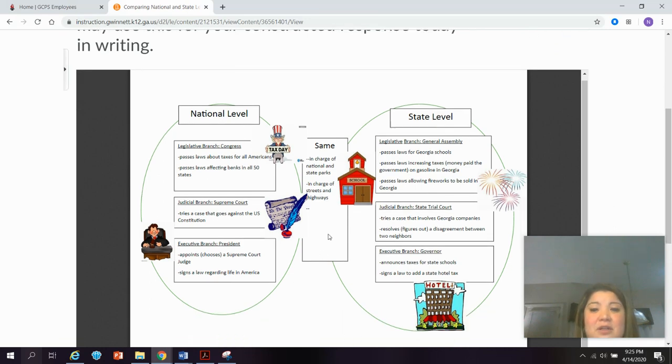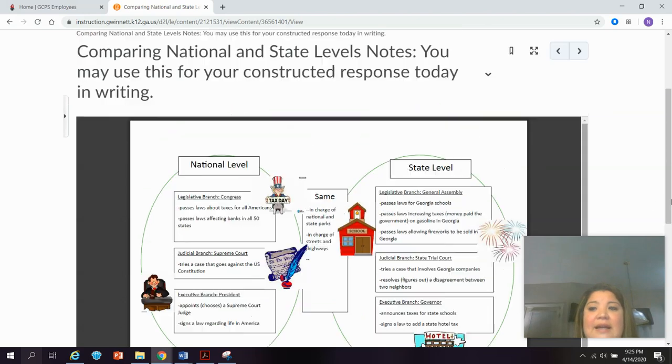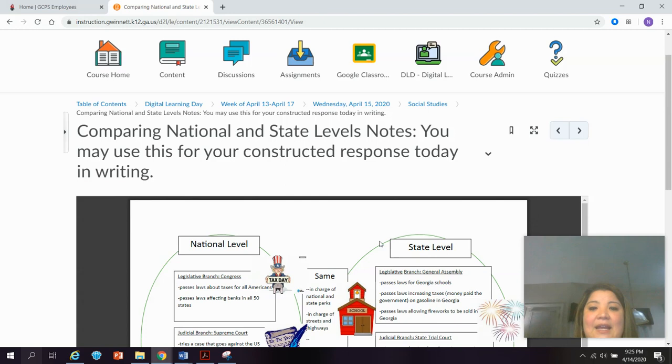You might even be able to use this graphic organizer today for your writing because your writing kind of has to do with social studies. So I would definitely hang on to this. Very, very important. I wanted you to see what it looked like. So let's go back to social studies.